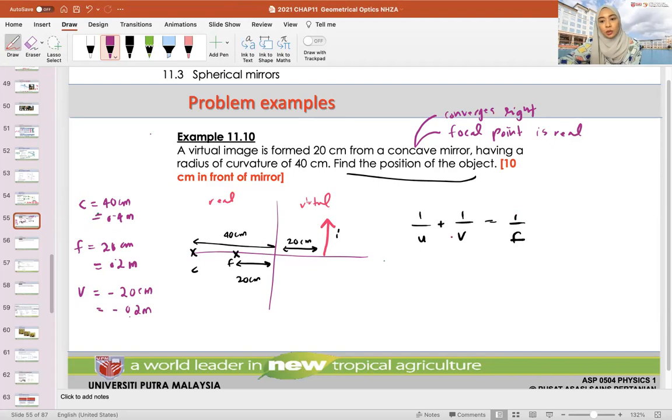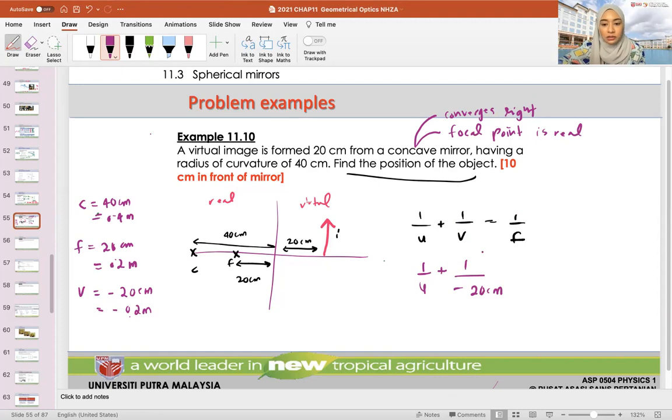Now I can use this equation in meter or I can just use it in centimeter. I'm going to use it in centimeter. 1 over u is what we're trying to find. This is our unknown. Plus 1 over minus 20. Now, people always forget to put the minus for our virtual things. When you hear the word virtual or behind the mirror or convex focal, you should know it's negative. Sometimes that is how they trick you.